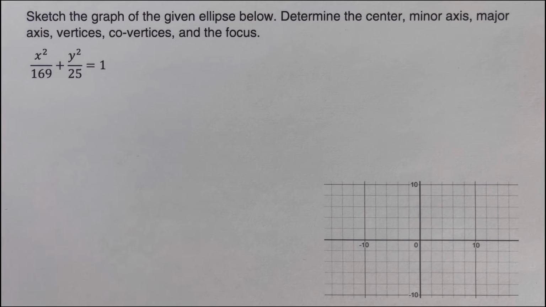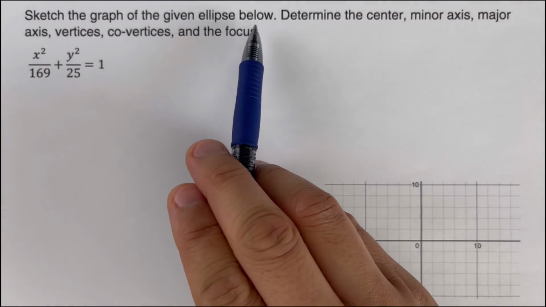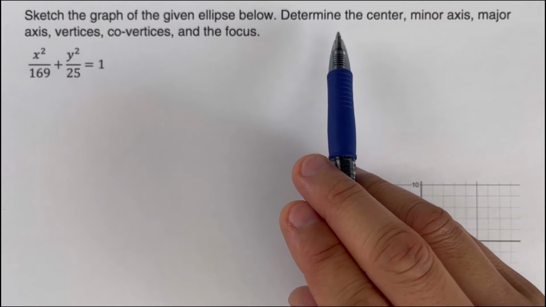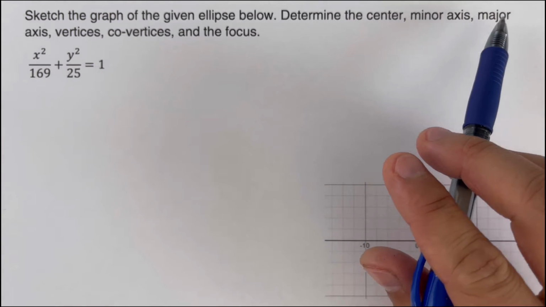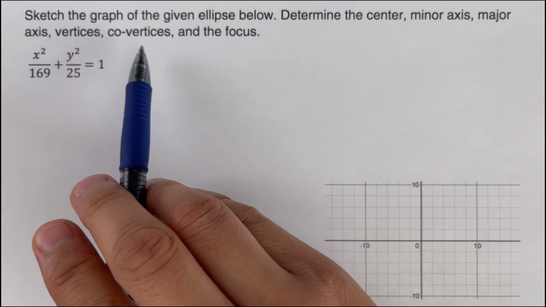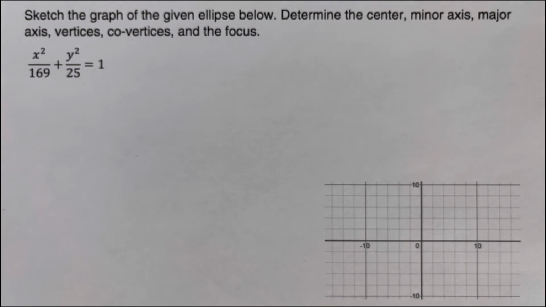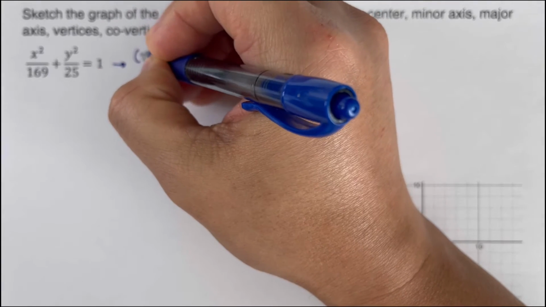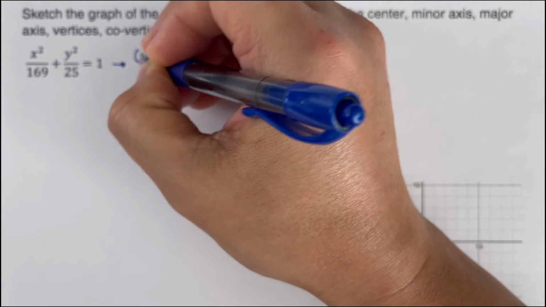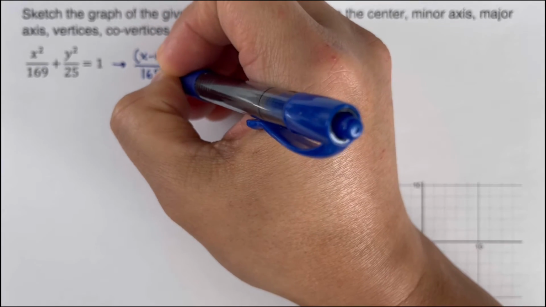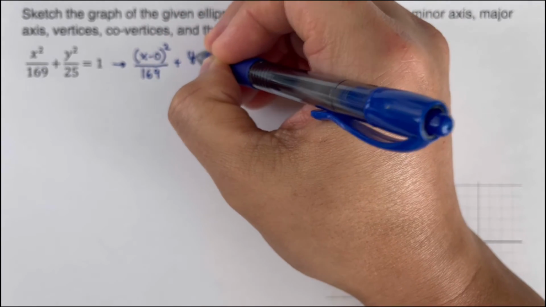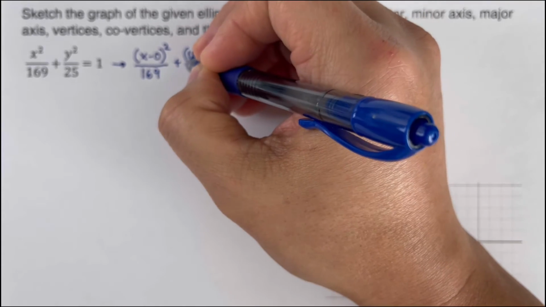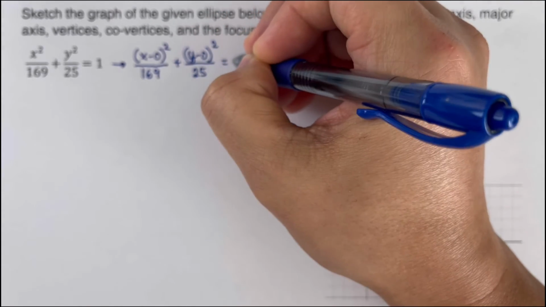So in this example, we're supposed to sketch the graph of the given ellipse below. So this equation right here, and we're supposed to determine the center, the minor axis, the major axis, the vertices, the co-vertices, and the focus. Now we remember that this equation can be rewritten in the form (x - 0)² / 169 + (y - 0)² / 25 = 1.